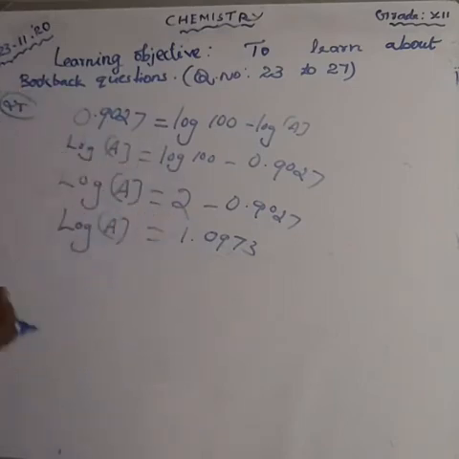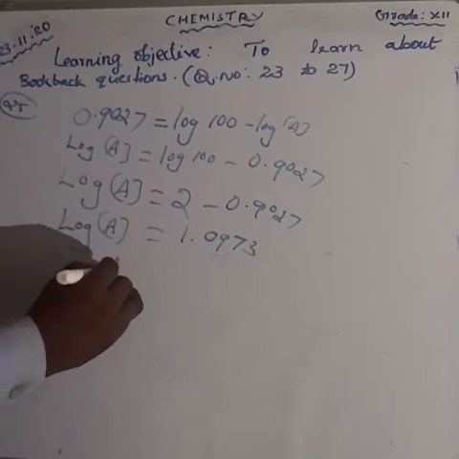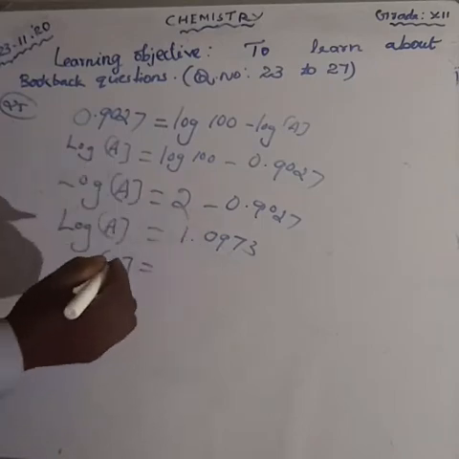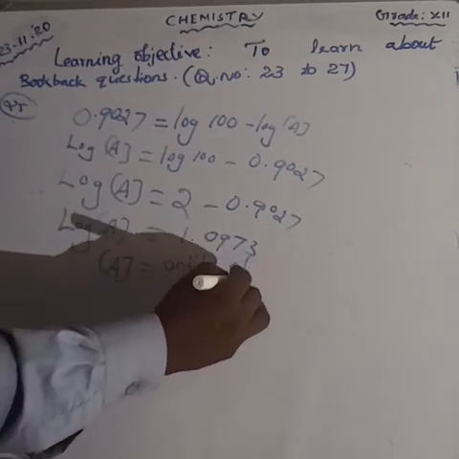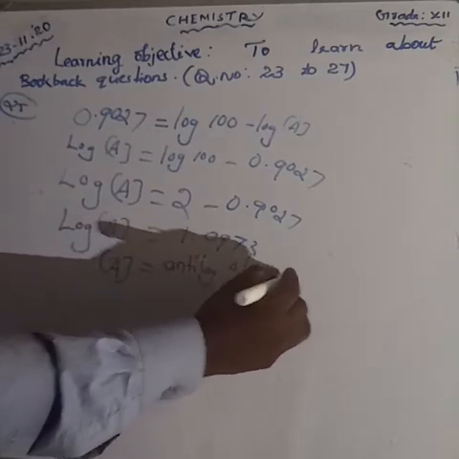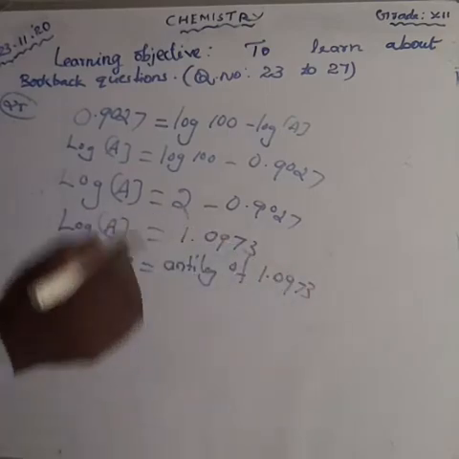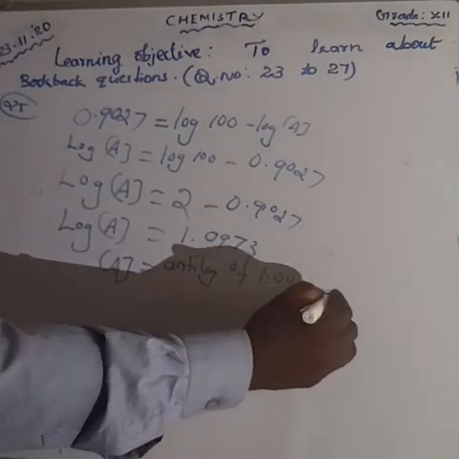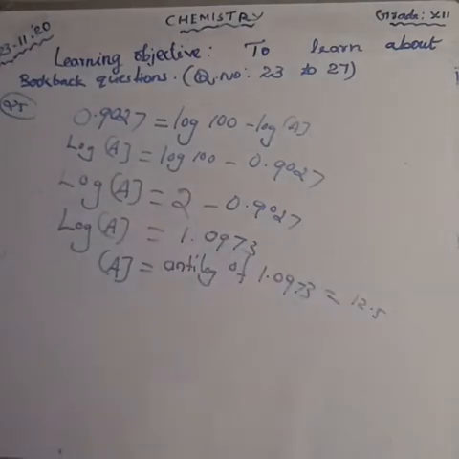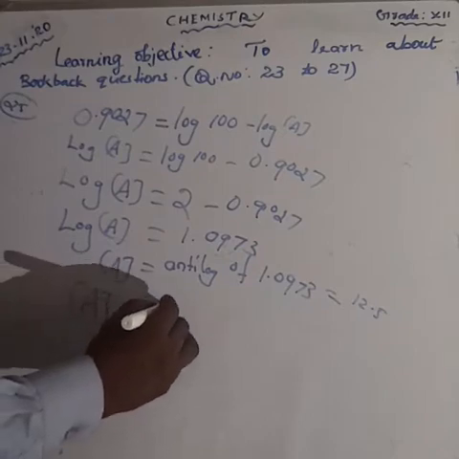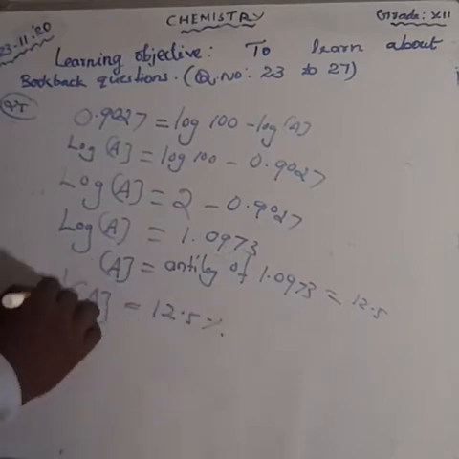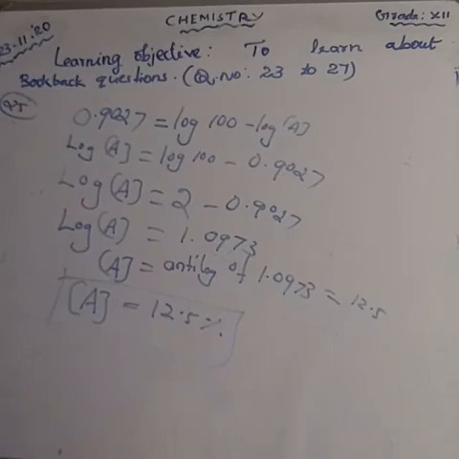Next, after finding log A, we take the antilog of this value, the antilog of 1.0973, which is approximately equal to 12.5. So A is equal to 12.5%. This is the answer. Please take that down.